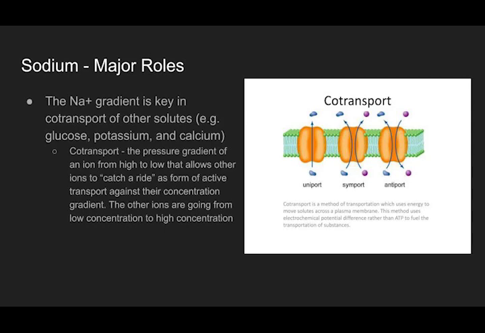Cotransport is the pressure gradient of an ion from high to low that allows other ions to catch a ride as a form of active transport against their own concentration gradient. This means the other ions are going from low concentration to high concentration.